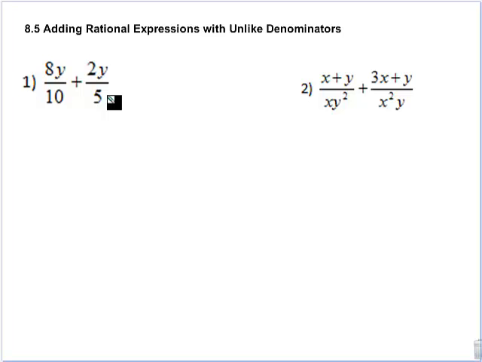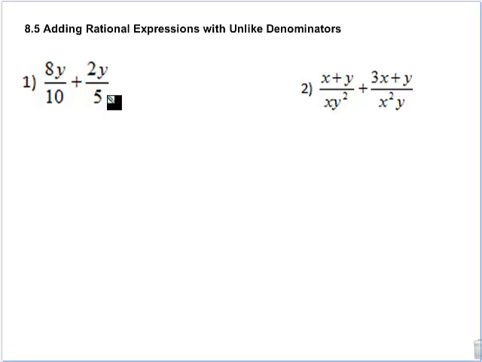All right, so we are going to add with unlike denominators. Yesterday we added with like denominators, and that was pretty simple because we know when we add or subtract, we need to have the same denominator. So if they already had the same denominator, we could just combine our like terms. Now when they don't have the same denominator, what are we going to have to do first? Make them the same denominator, right?